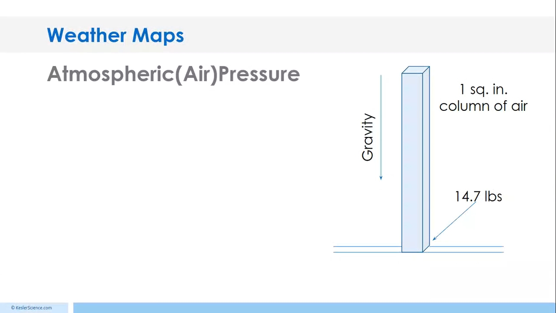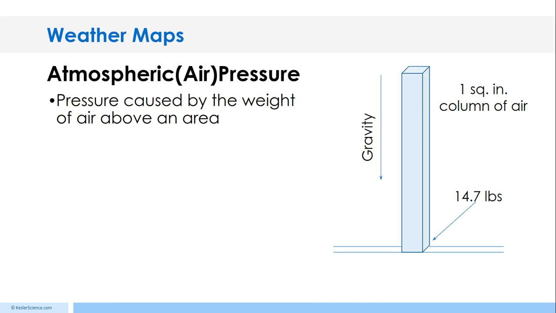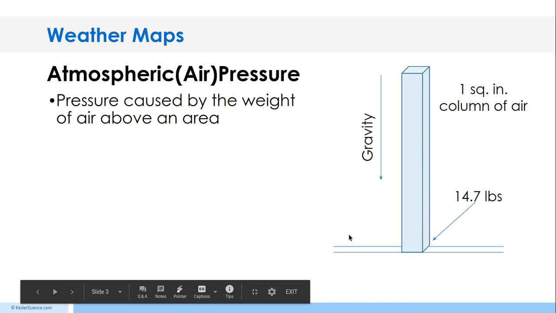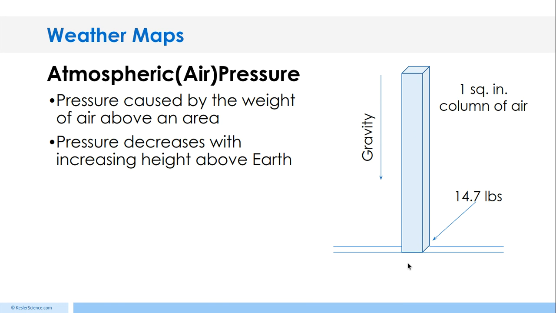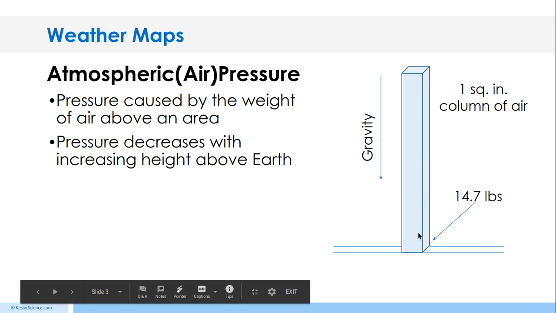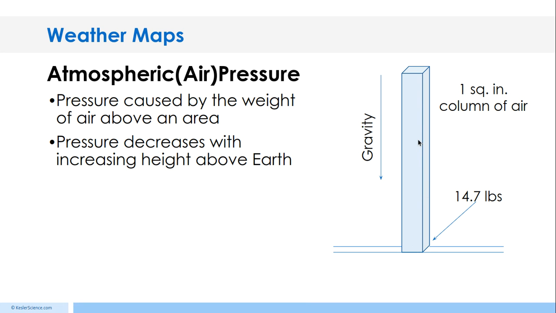Okay. So the first thing we're going to take a look at is atmospheric pressure, or air pressure. Atmospheric pressure is caused by the weight of air above an area, so gravity is going to have an impact on it. A 1 square inch column of air exerts a pressure of 14.7 pounds. As we go higher, we don't have as much pressure being exerted by gravity, so the air pressure is going to decrease the higher we go above Earth.